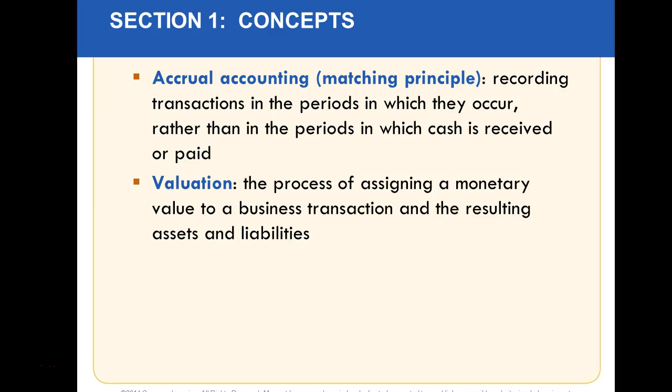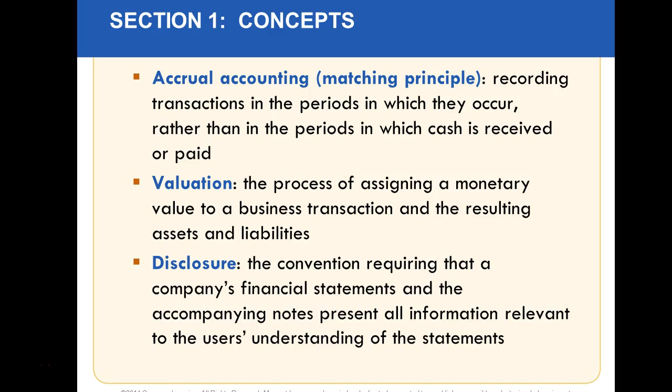Then valuation is where we assign money values to business transactions and the resulting assets and liabilities. Valuation is when we purchase supplies for $200, but we got a deal and they really should be $400, but we paid $200. What are we going to value those supplies at in our system? $200, because that's our cost. So valuation is how we determine what value we're going to assign.